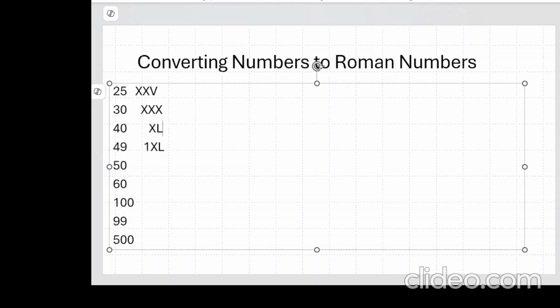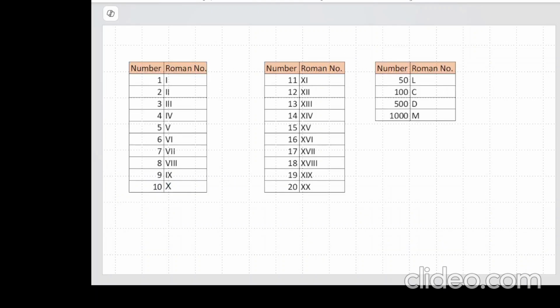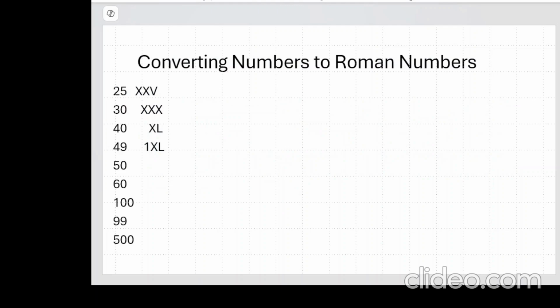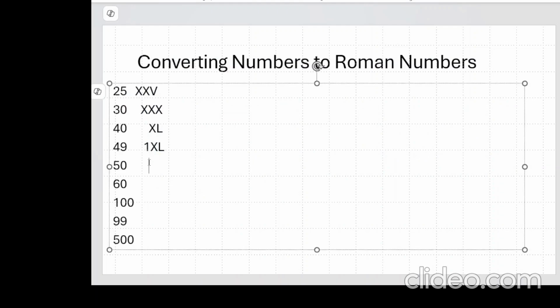As per the chart, 50 means L. So I'll be writing it as L. Now moving on. Kids, any idea how we will be writing 60? 60 will be written as L plus X. L will be written, X will be written after L for the addition purposes.